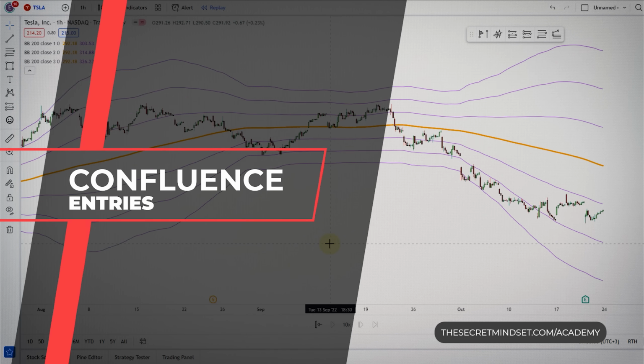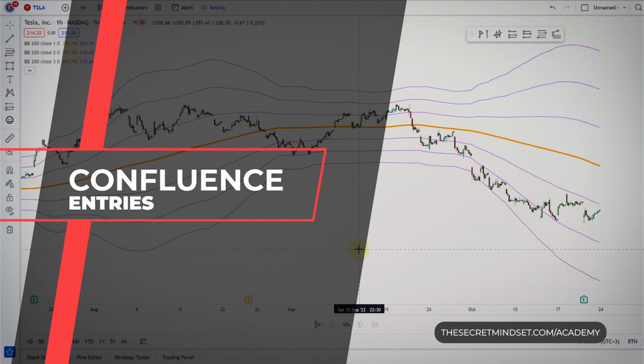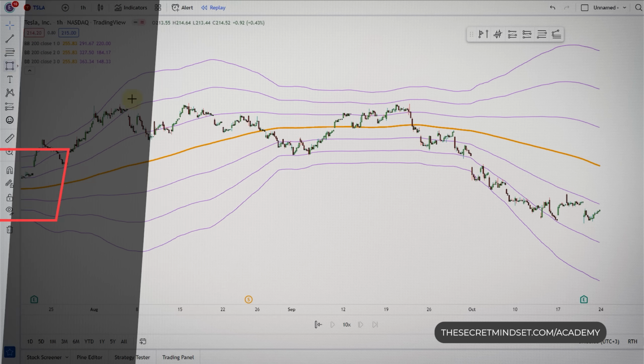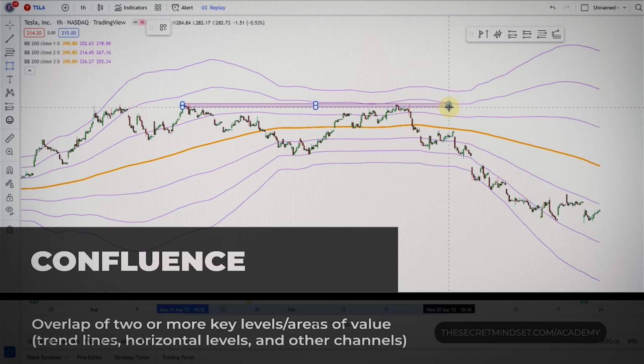Now you know the strength of a trend. How and when do you enter? As always, I rely on confluence. The term confluence refers to the overlap of two or more key levels or areas of value. These can be trend lines, horizontal levels, and even other channels.